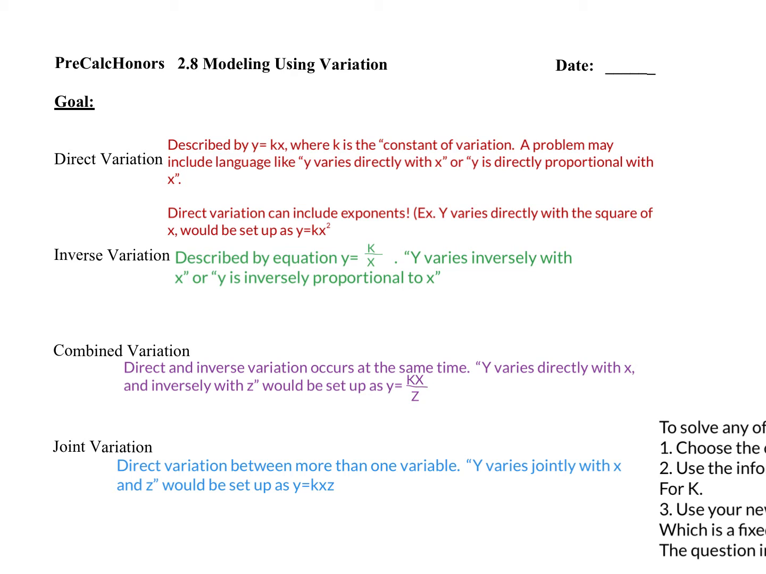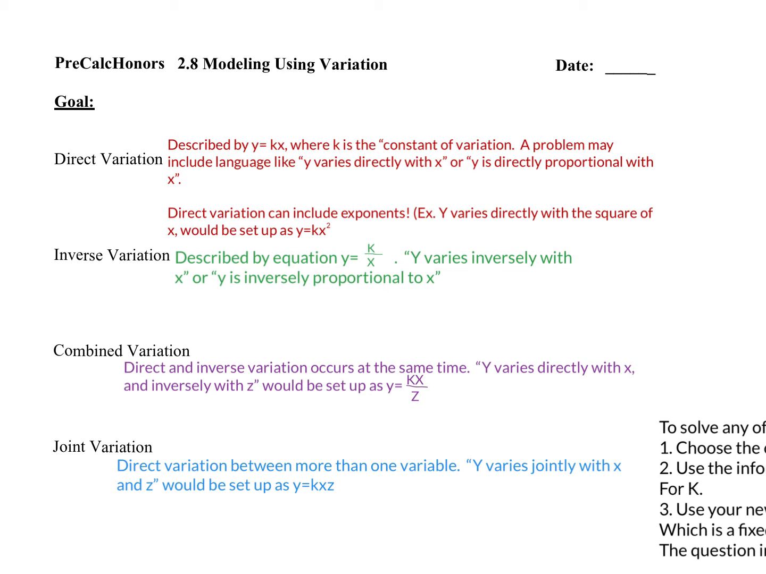So we're going to be dealing with first direct variation, and this is described with the formula y equals kx, where k is what we call the constant of variation. You may recognize this in a problem with language like y varies directly with x, or y is directly proportional with x. These can include exponents.